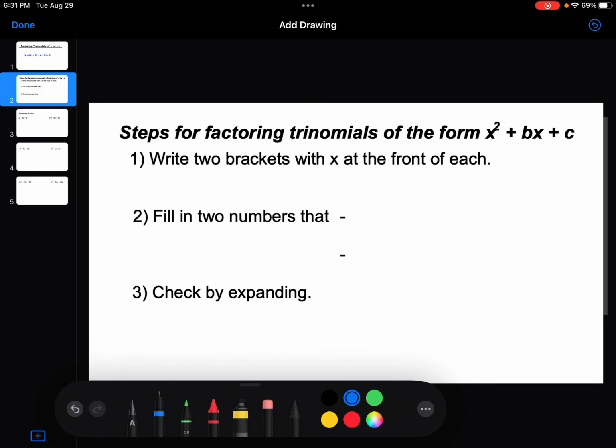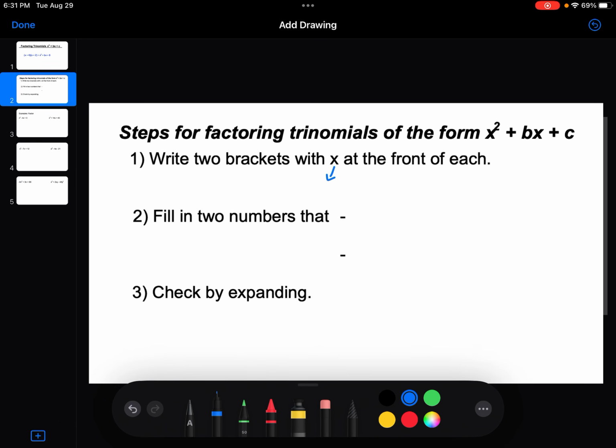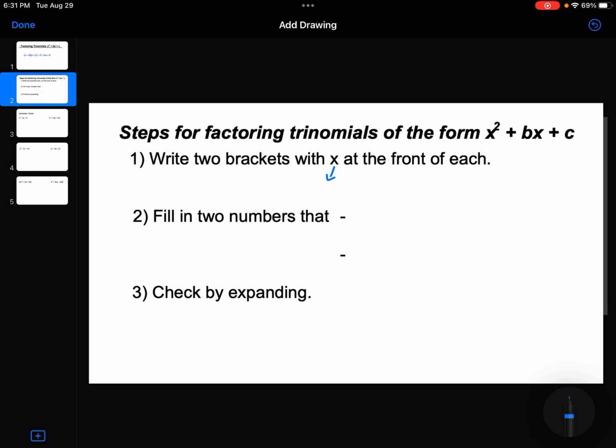So the first thing we're going to do is write the two brackets with the x at the front. Now, that x can actually be any variable. It's not always x. So this is the variable at the front. However, a lot of the times we're actually going to be dealing with x, and it's going to be telling us a little bit more information about what we're looking at.